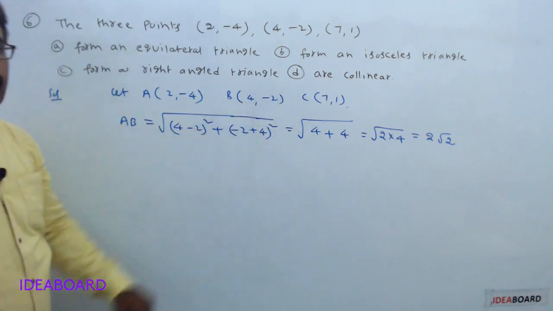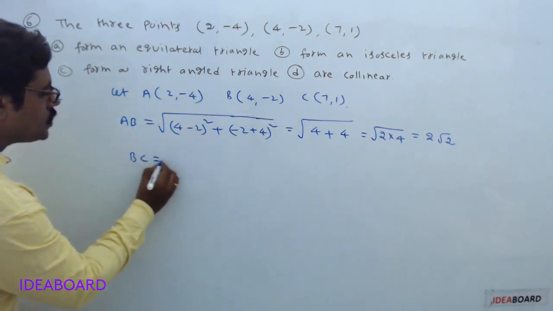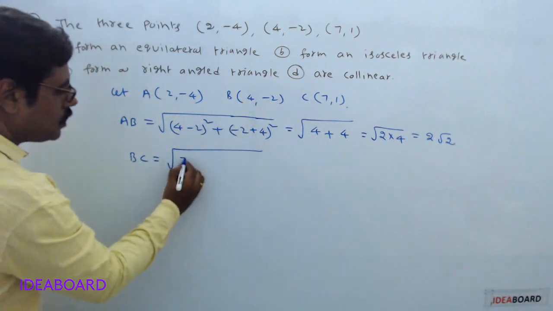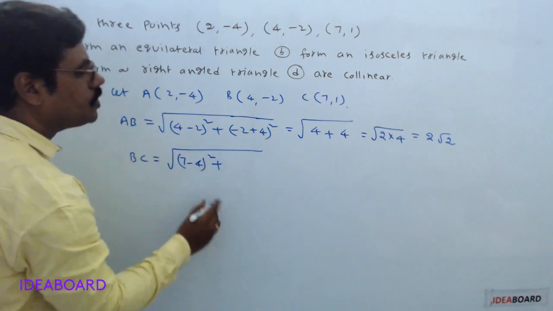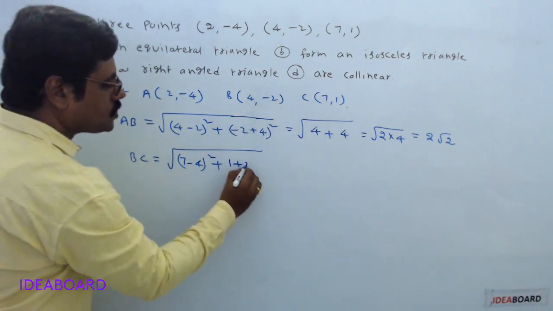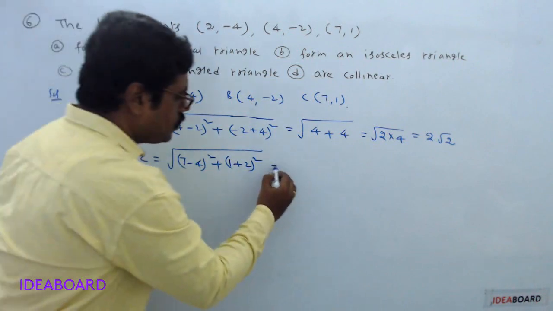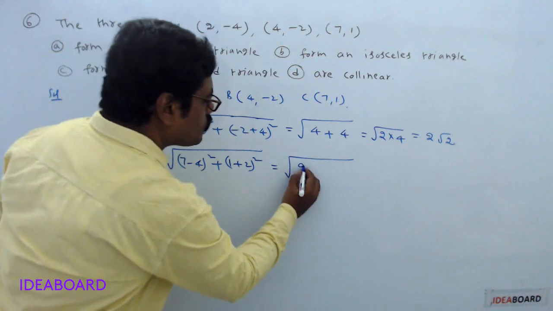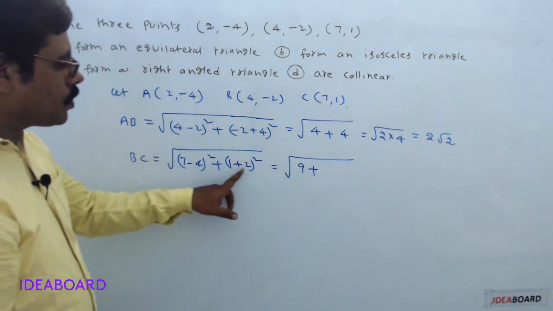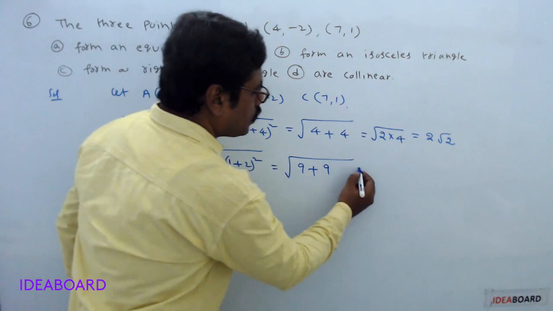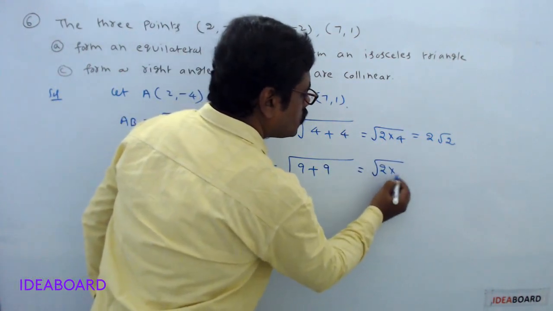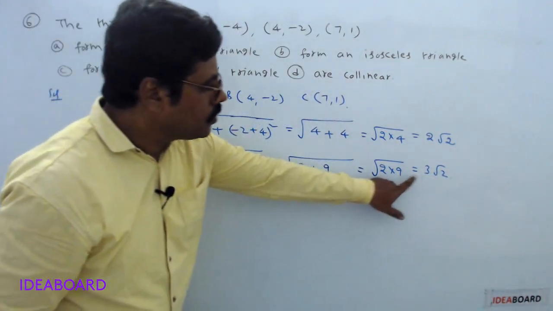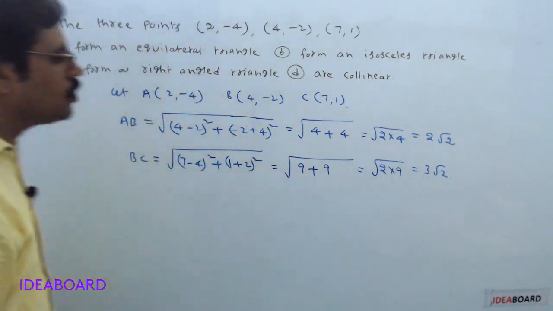Then calculate the length of BC. BC equals the square root of (7 minus 4) whole square plus (1 minus of -2, that is 1 plus 2) whole square. This is the square root of 3 square, 9, plus 3 square, 9. So 9 plus 9, this is 2 into 9. It is 3 root 2, since root 9 is 3.